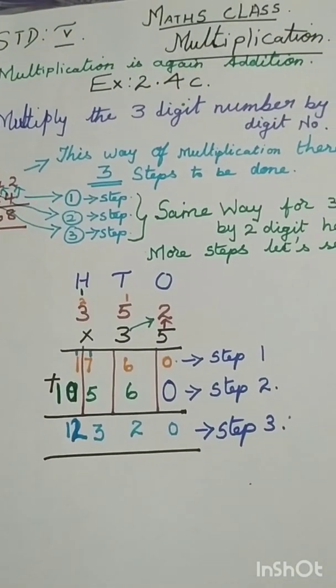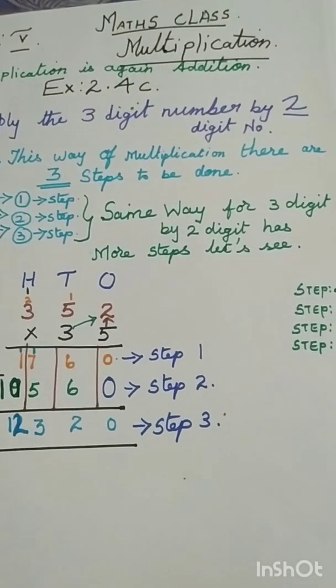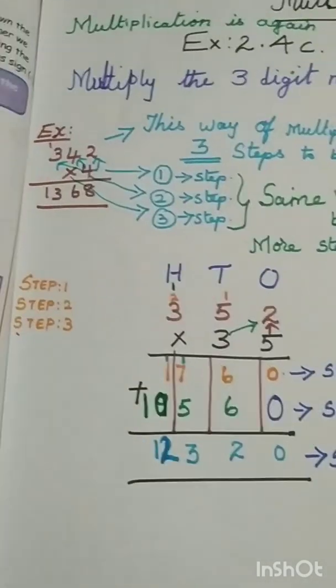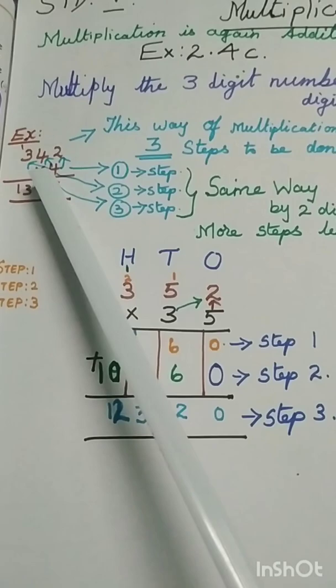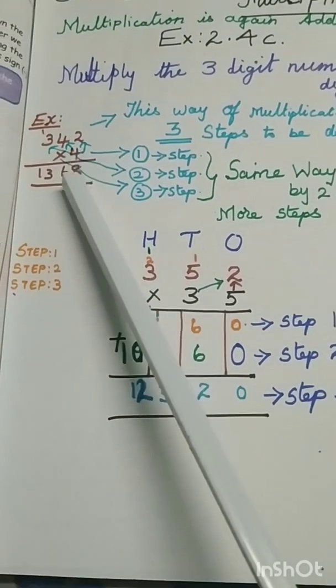Okay, so we are going to move with the big multiplication. How to do a 3-digit number multiplied by a 2-digit number. So we all have seen this. Very easy is this: 3-digit multiplied by 1 digit. So it has 3 steps.